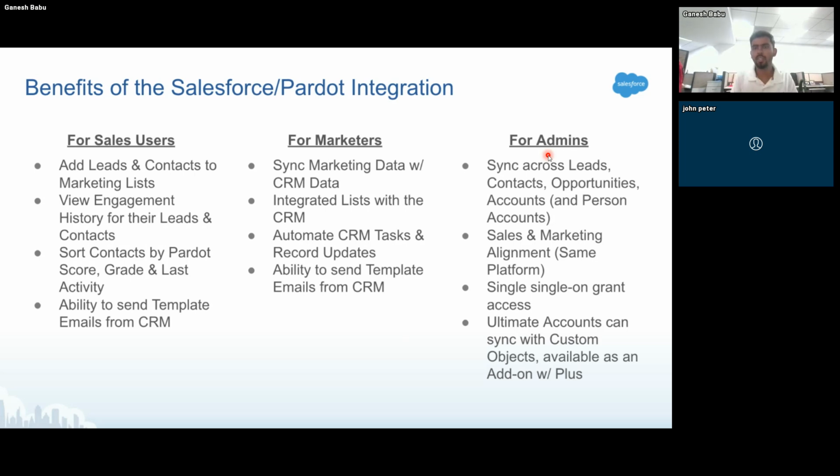Whatever changes you make in the lead and contact will be reflected in Pardot as well. Similarly, when I make changes in Pardot, it will be reflected in the lead and contact object. As far as the sync is concerned, lead and contact is a bidirectional sync, and opportunity and account is a single direction, which means Pardot can only read the field values of opportunities and accounts. Pardot can't write anything to either of those objects.